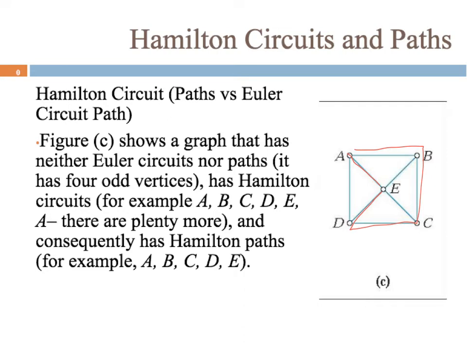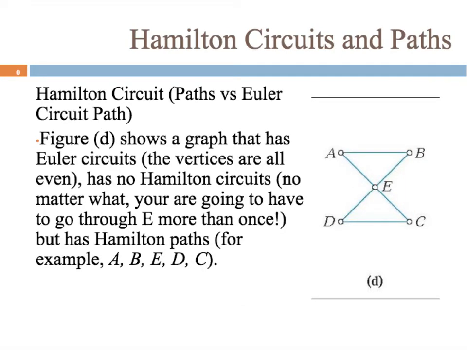Okay, so typically with the Hamilton stuff, if we have a circuit, we're going to have a path, because to create a path instead of a circuit, all we really need to do is take away that last trip traveled on that last edge, AE, and we just have a path instead.